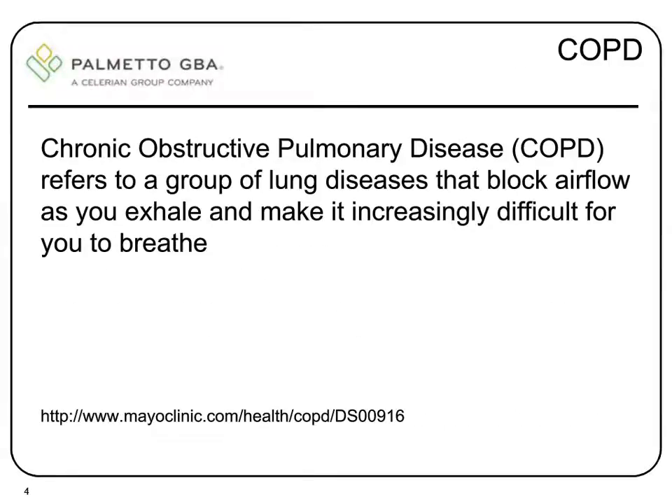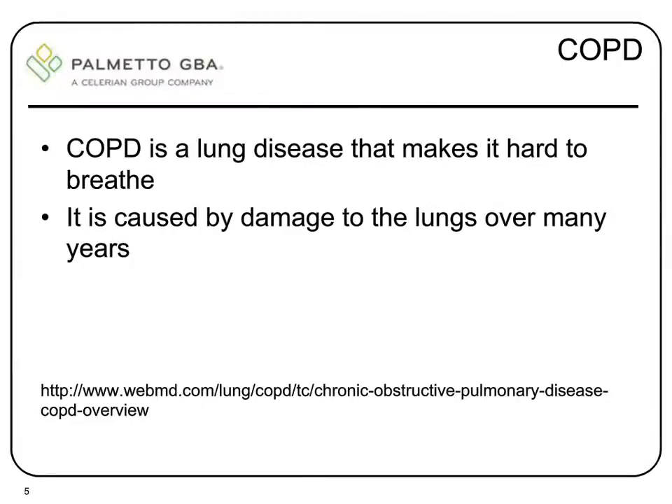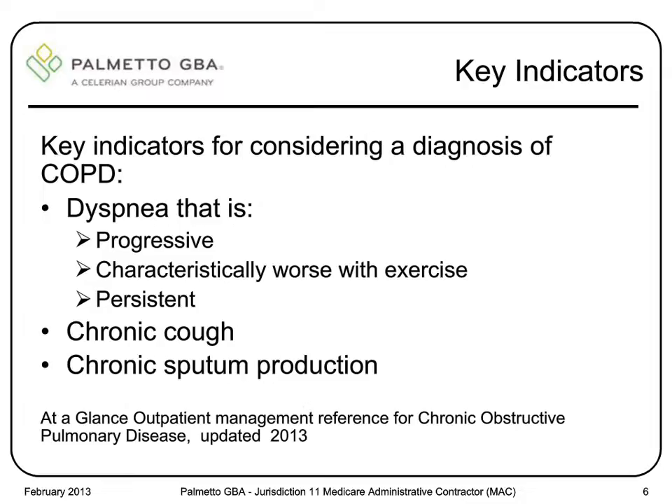Chronic obstructive pulmonary disease is defined by the World Health Organization as a lung disease characterized by chronic obstruction of lung airflow that interferes with normal breathing and is not fully reversible. COPD is a lung disease that makes it hard to breathe. It is caused by damage to the lungs over many years. Key indicators for considering a diagnosis of COPD: dyspnea that is progressive, characteristically worse with exercise, and persistent; a chronic cough; and chronic sputum production.